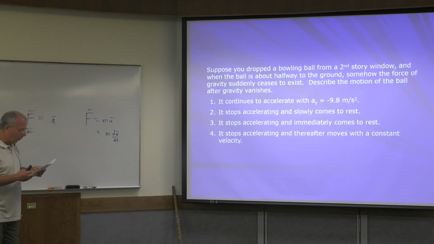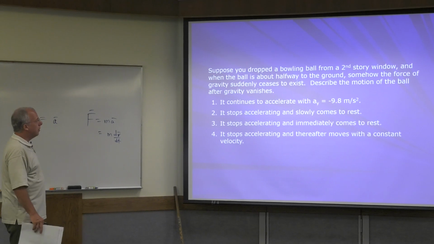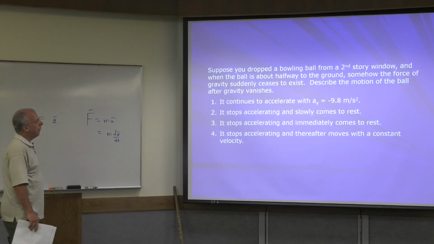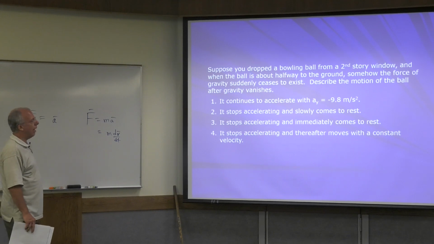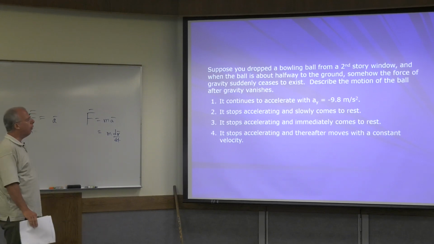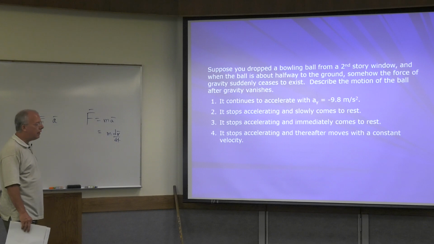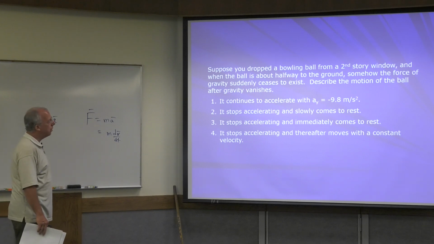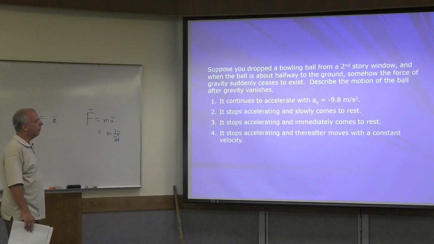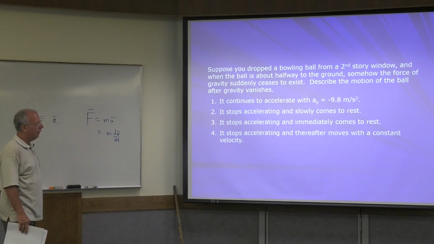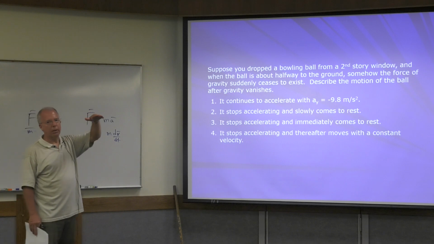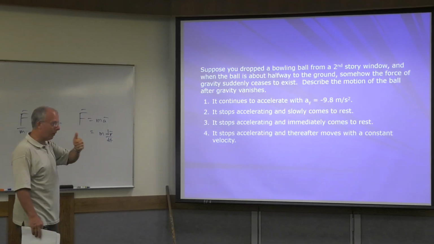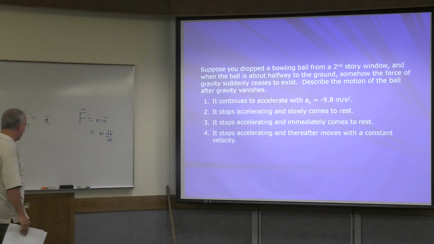All right, another question for you. Suppose you dropped a bowling ball from a 2nd-story window, and when the ball is about halfway to the ground, somehow the force of gravity suddenly ceases to exist. Describe the motion of the ball after gravity vanishes. Now notice it's only 2nd story, so we're ignoring air resistance. Okay? So this is a good question, so pause your video and figure it out.